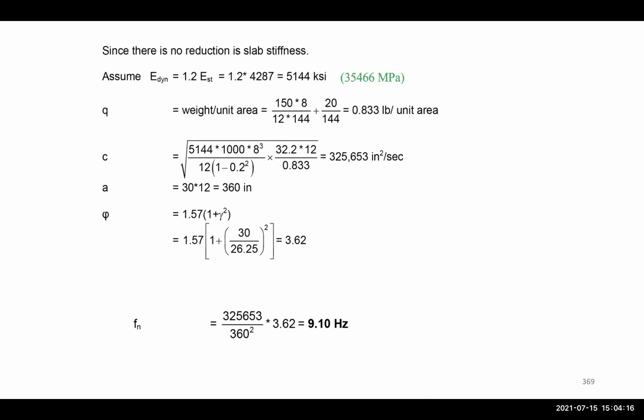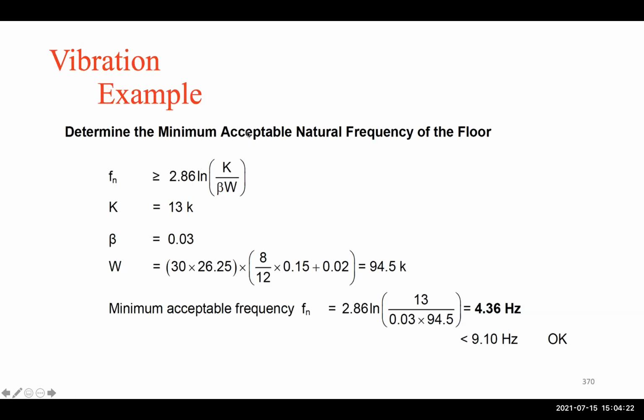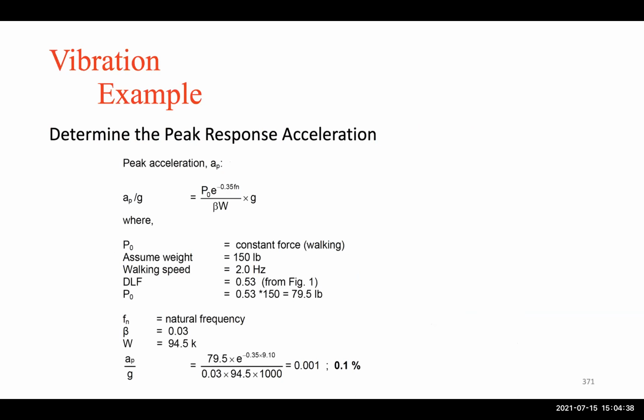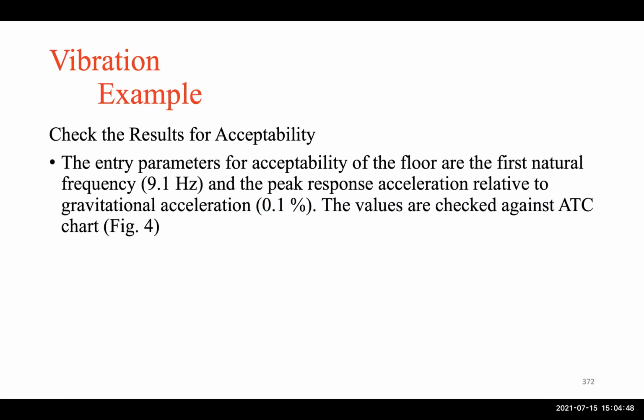Okay, and then we calculate here, for example, 9.10 hertz for the natural frequency. And we continue the calculations here, and then we calculate the minimum acceptable frequency is 4.3. So this is less than the first natural frequency that was calculated, 9.10, so that's okay. And then it continues here for, again, the peak acceleration. So AP over G is 0.1%. Then we can compare that with the ATC curve to see if this is within the limits.